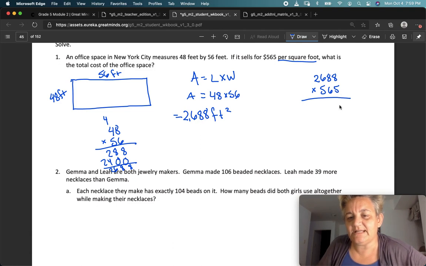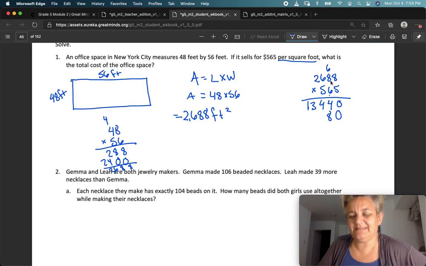5 times 8 is 40, carry the 4. 5 times 8 is 40, plus 4 is 44. I did make a mistake. 5 times 6 is 30, plus 4 is 34. Carry the 3. 5 times 2 is 10, plus 3 is 13. Okay, now the tens place, add my 0. 6 times 8 is 48. Put my 6 in there. I'm going to erase those so I don't get confused.